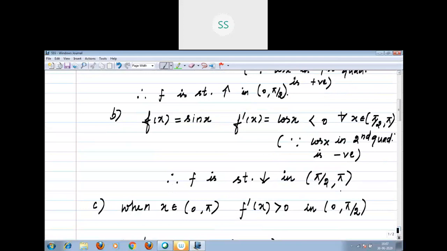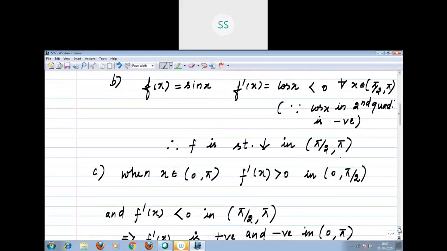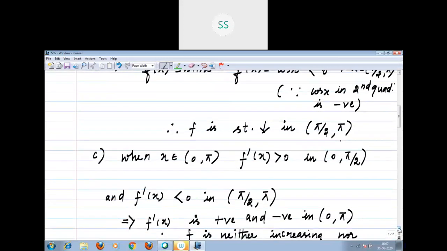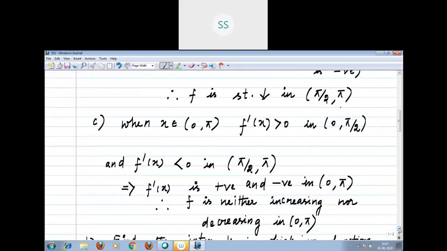Now you come to the third subdivision. If you are assigning x belongs to 0 comma pi, f dash of x, the derivative, is greater than 0 from 0 to pi by 2. Then pi by 2 to pi, already we found that it is strictly decreasing. That means f dash of x is positive and negative between the interval 0 to pi, so we cannot conclude that the function is always increasing or always decreasing. The final conclusion is the function is neither increasing nor decreasing.